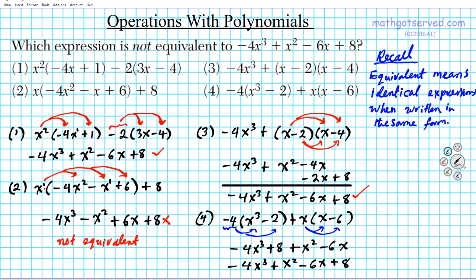All right, let's compare and see if it's the same as this. Negative 4x to the third plus x squared minus 6x plus 8. Perfect, exactly the same. So we see that 1, 3, and 4 are equivalent because when written in standard form, they match perfectly with this cubic polynomial with 4 terms.